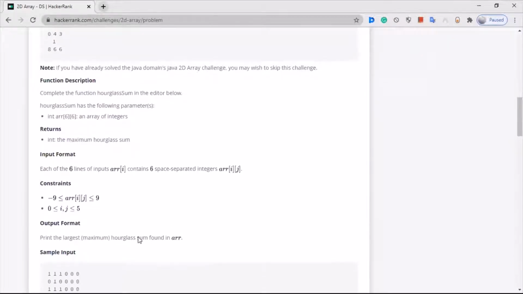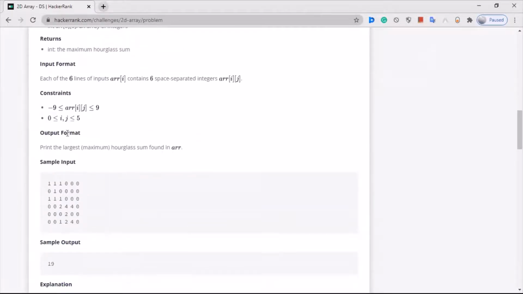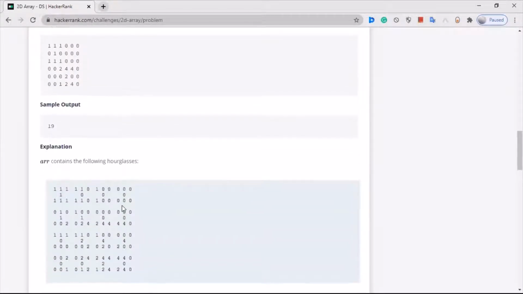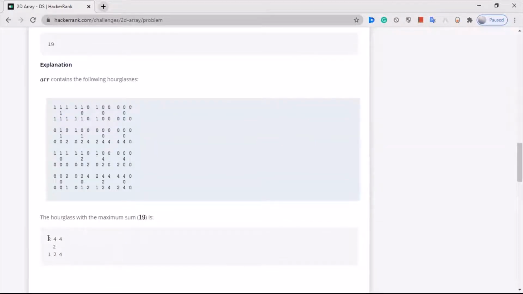Now we can see the constraint given here is that each element can range from -9 to 9, and obviously the indexing would be from 0 to 5 since it is a 6 by 6 matrix. Similarly, you can see the sample input 1 for more details, where these are the 16 hourglasses, and you can calculate their corresponding sums, and the maximum sum you will find is of this hourglass that is given here, that is 19. So 19 is our answer.